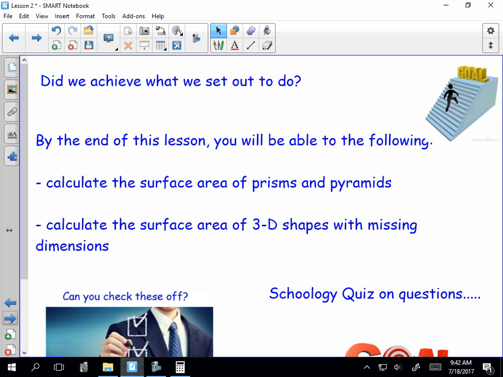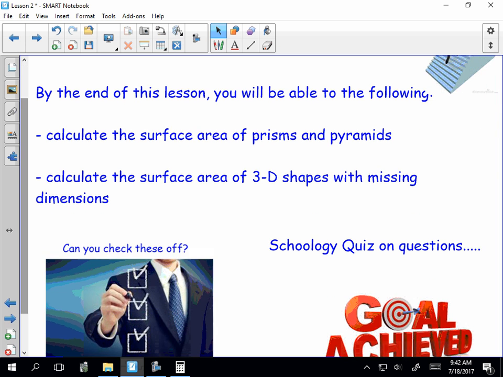So now, if you think about our goals for today: calculate the surface area of prisms and pyramids, and calculate the surface area of 3D shapes with some missing dimensions. Okay, so we're there. We've got those pieces checked off.